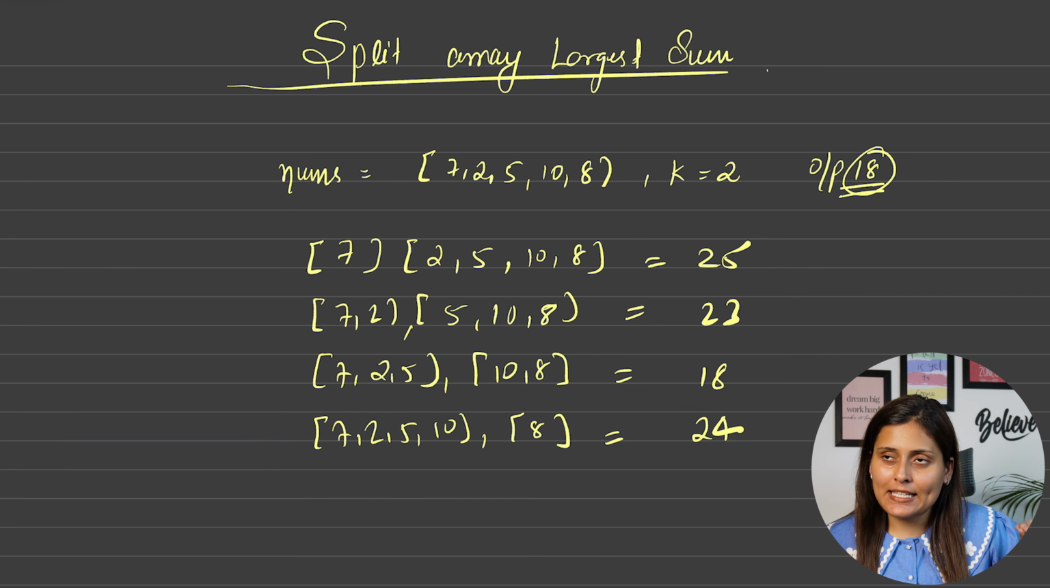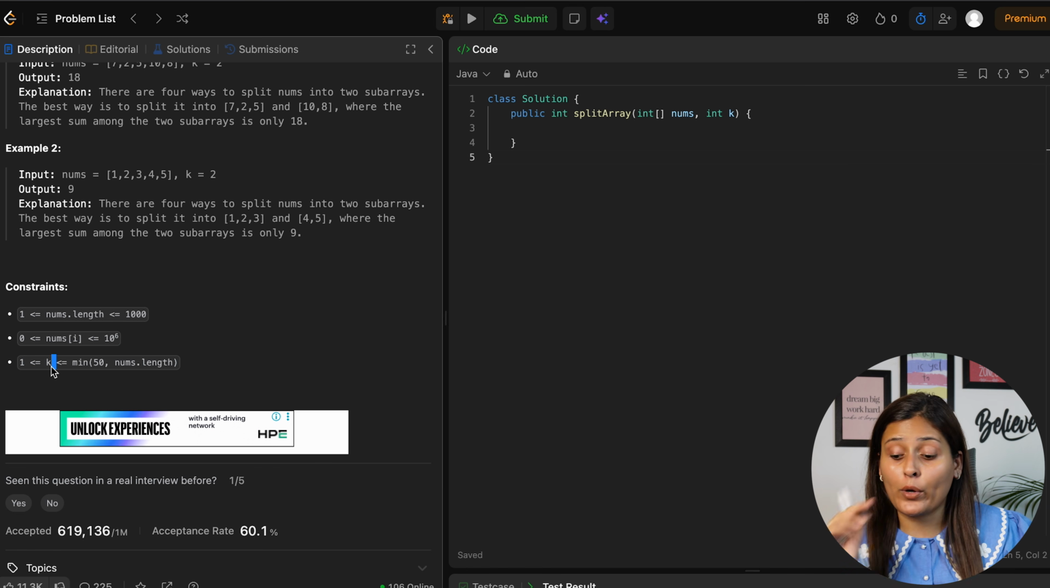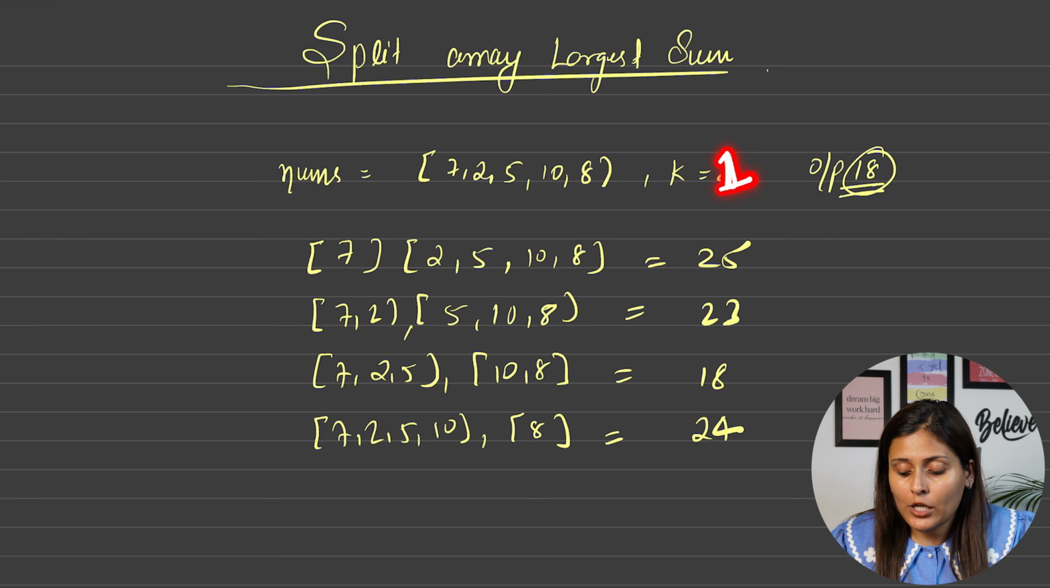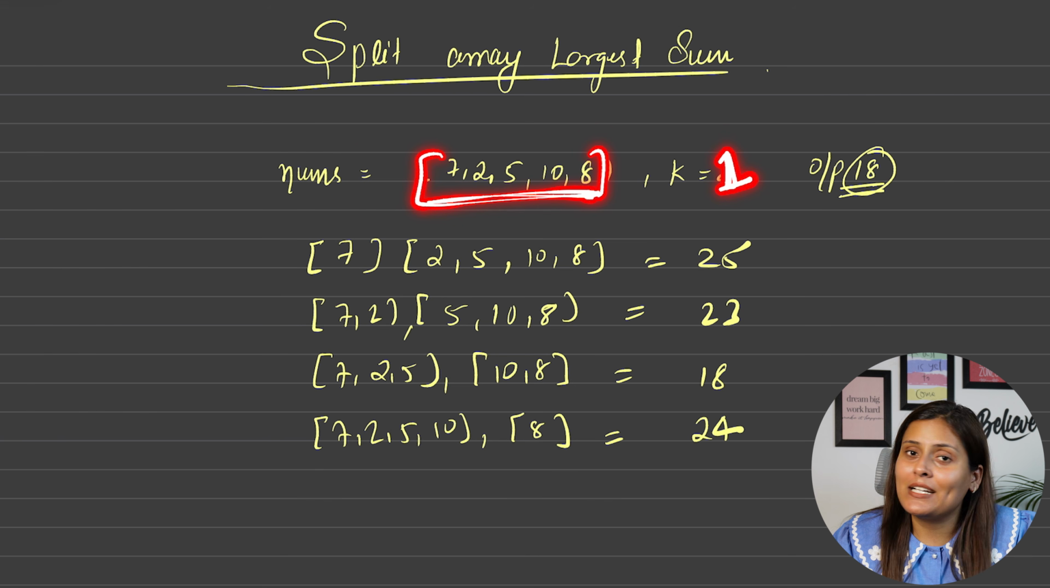So what we will do, let's see what can be our maximum possible answer here and what can be our minimum possible answer. Because in the constraint it says k can be 1 also. So let's suppose here, if instead of k 2, k was 1. So definitely you will put everything in the same subarray. So what will be the final answer in that case? That is nothing but summation of whole nums.